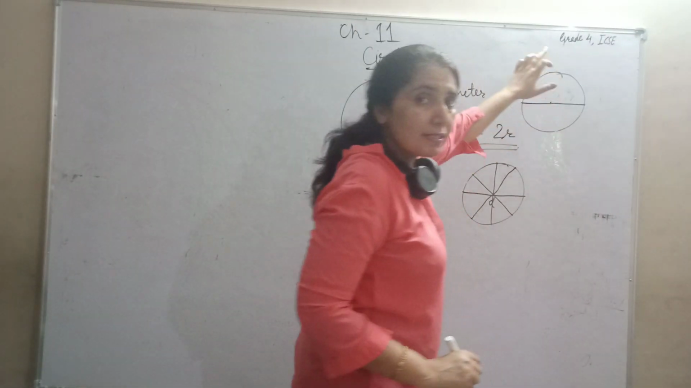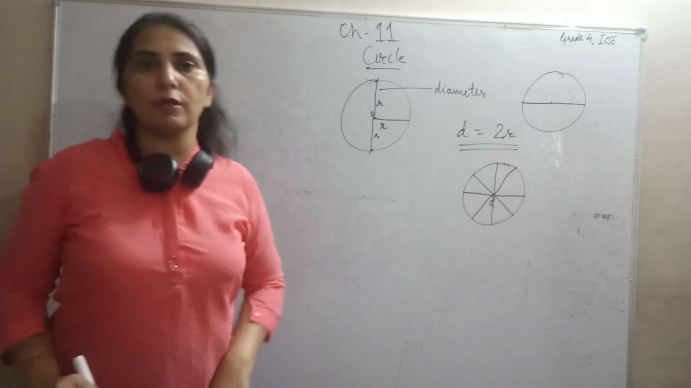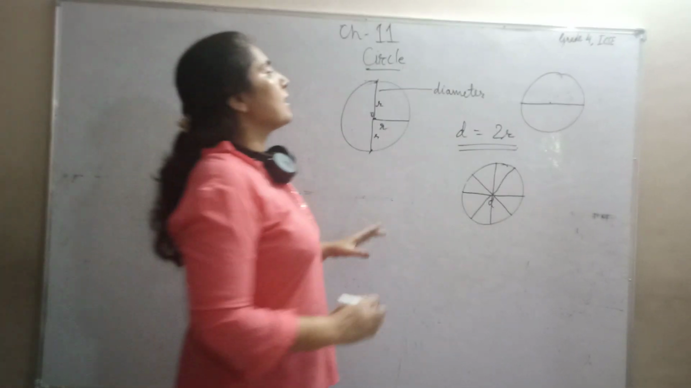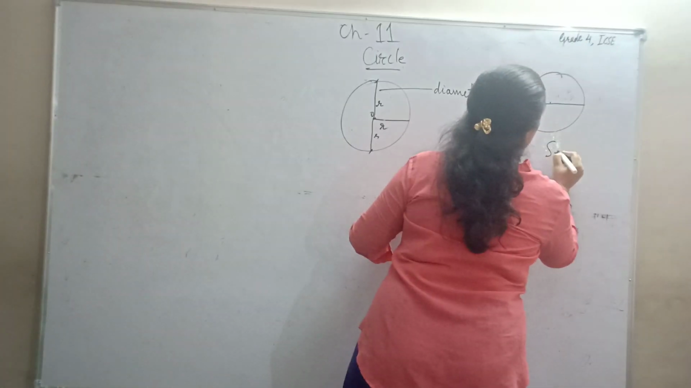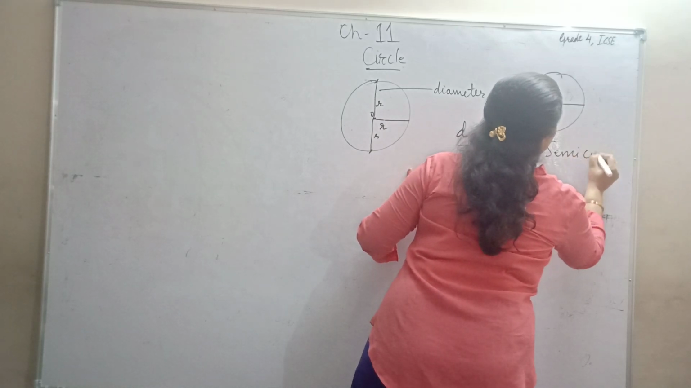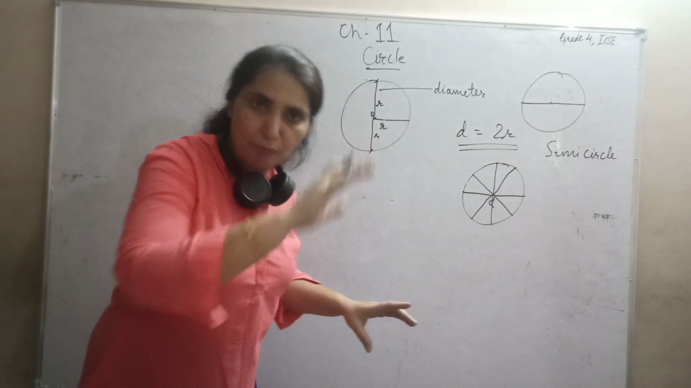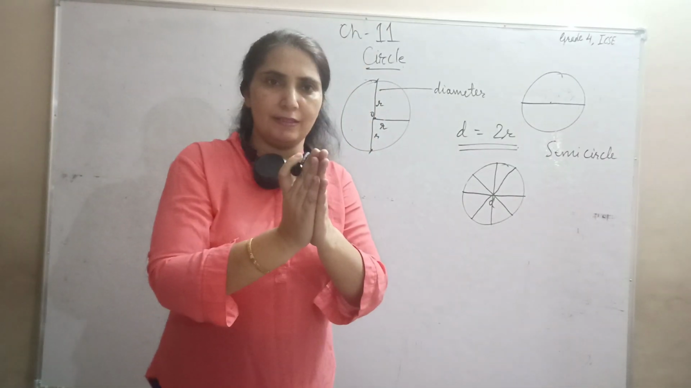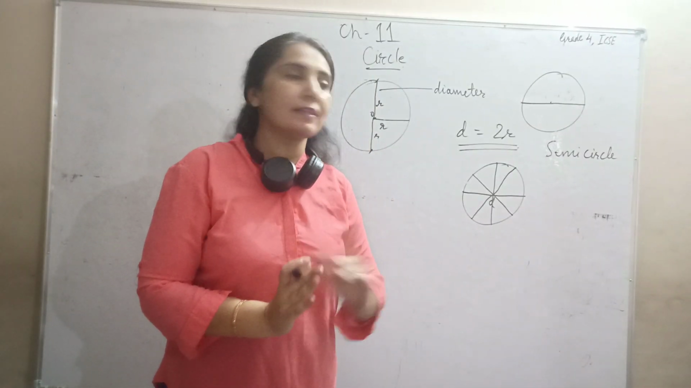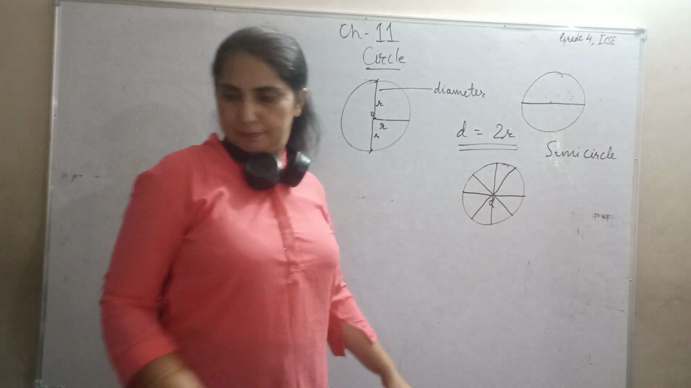Diameter divides the circle into two equal parts, and half of the circle is called semicircle. Like we take a round chapati, we fold it from the middle. It becomes half, na? That is semicircle.